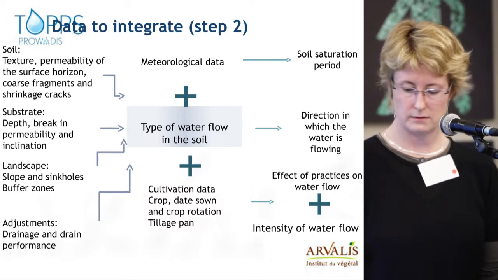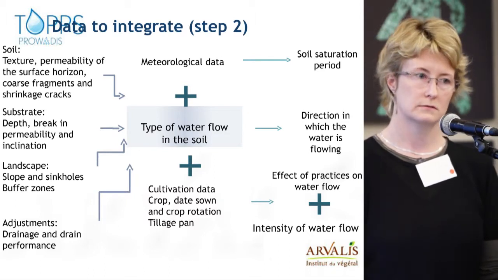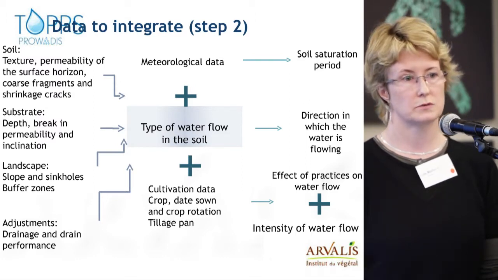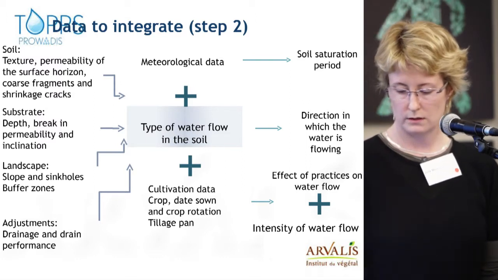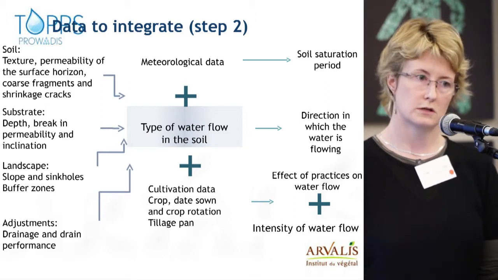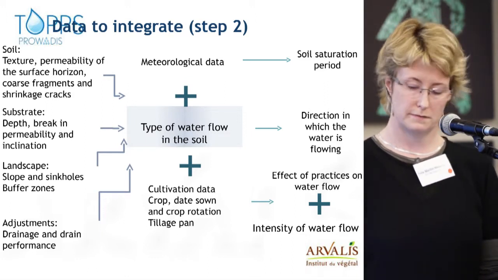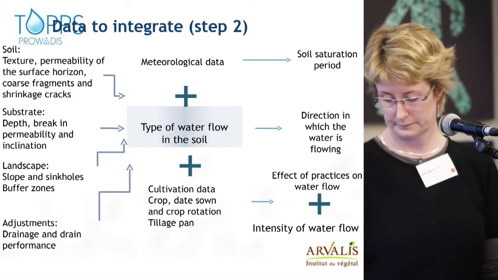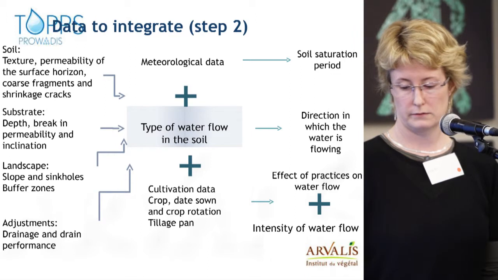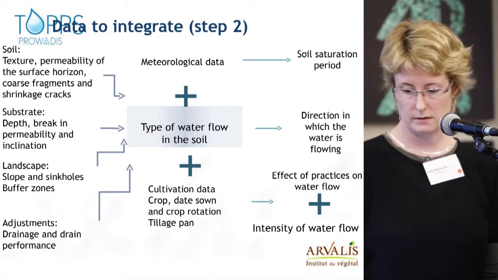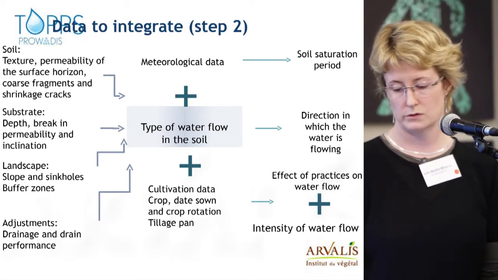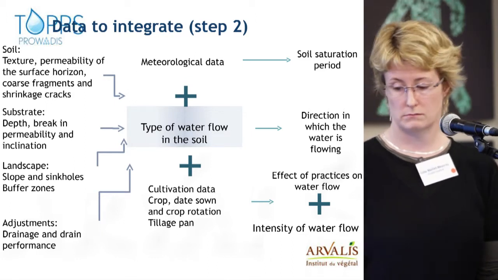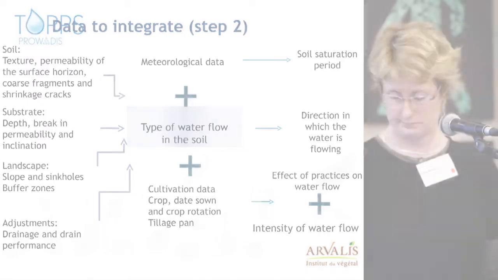Then, if you add the cultivation data, such as crop, date of sowing, crop rotation, tillage plan, you can review your water circulation and assess the effect of the practices and the intensity of the water flow. And the last kind of data is the meteorological data, which allow us to identify runoff events and soil saturation periods.